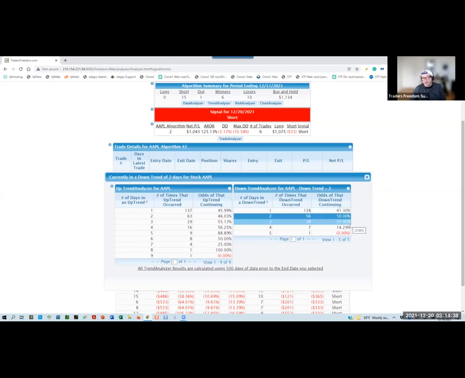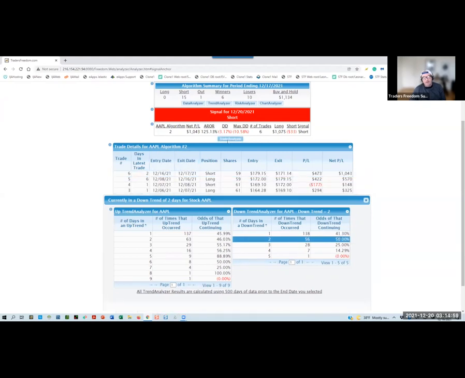But if it gets to 3 in a row, there's only a 25% chance it gets to 4 and a 14% chance it gets to 5. And it's never been down 6 days in a row. So if this is where we're at, it's 50-50 that it gets another day, and it's 2 days old already.